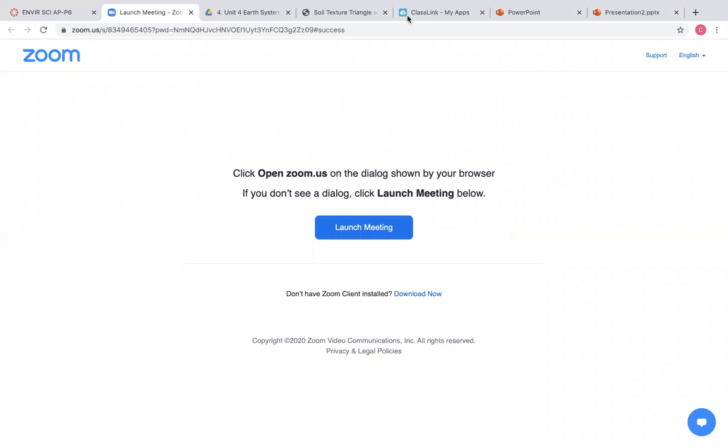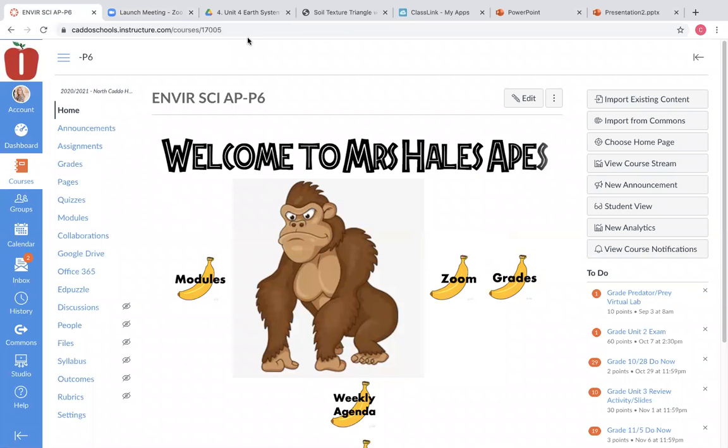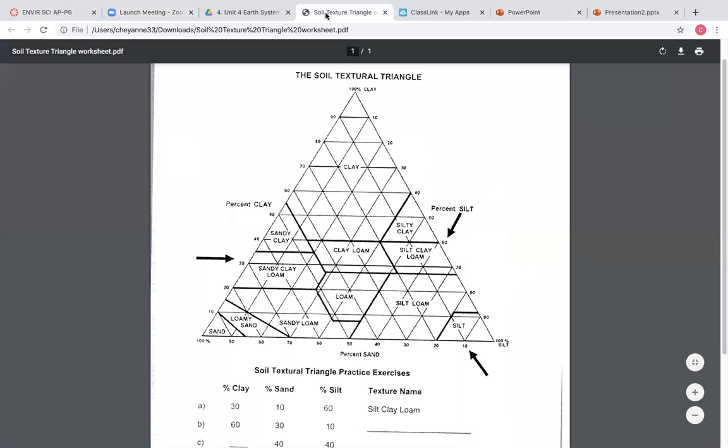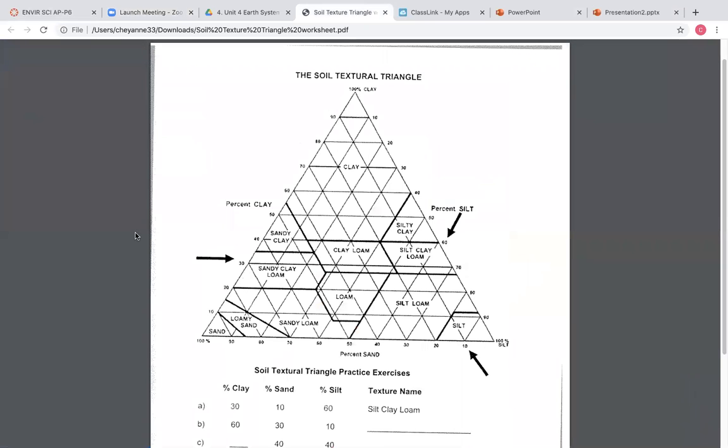All right, guys. So today you should have already finished your geology doodle notes and your soil doodle notes. So the next thing we're going to look at and learn how to use is called the soil texture triangle. And this is something that the USDA uses, different places use to identify different types of soil.